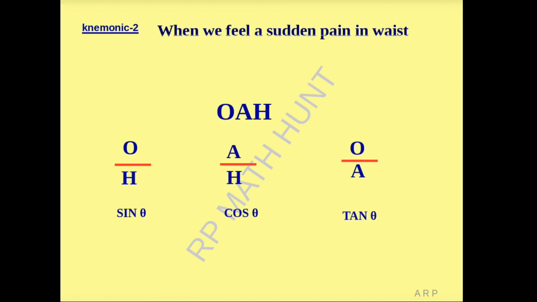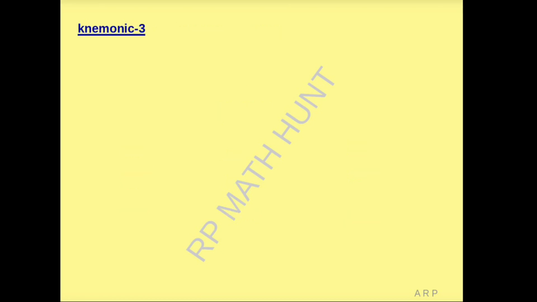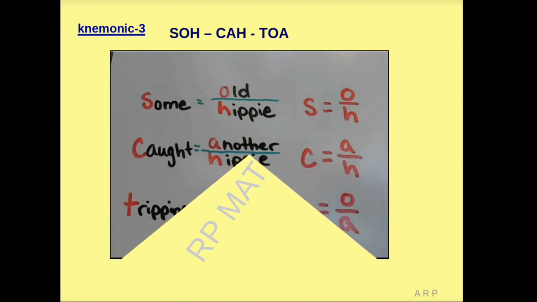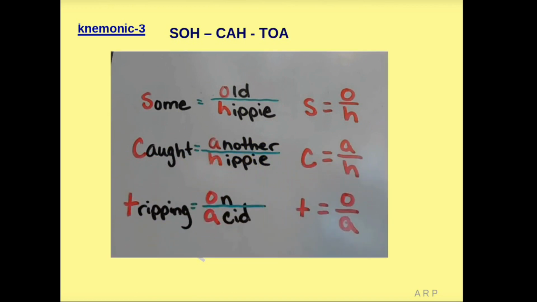Mnemonic 3. SOH CAH TOA. This is a very famous mnemonic. My dear children, observe on the screen. SOH means some old hippie caught another hippie tripping on acid. S is equal to O by H, C is equal to A by H, T is equal to O by A. You remember SOH CAH TOA, then all the three basic ratios will come into your brain. Adopt any one of the three in which you are interested.